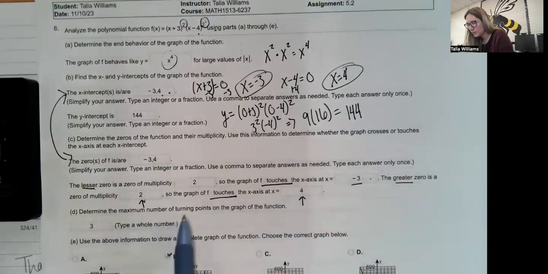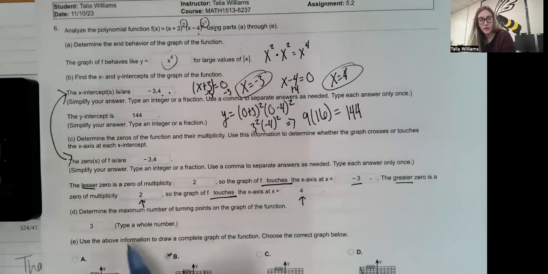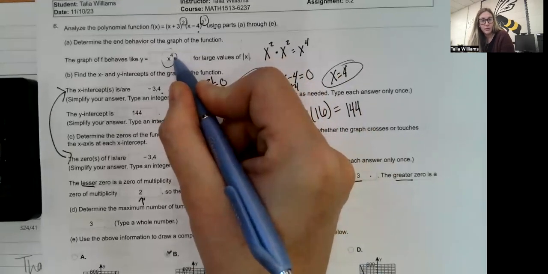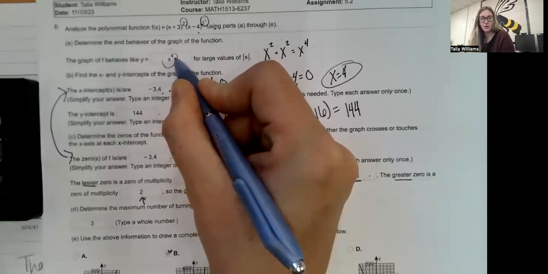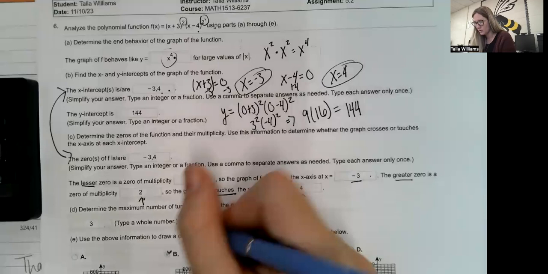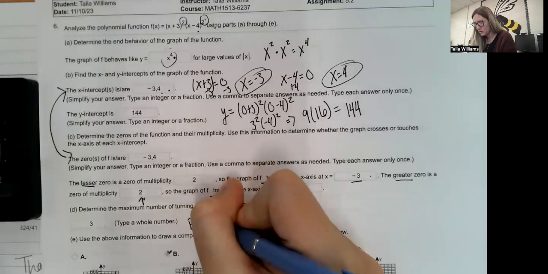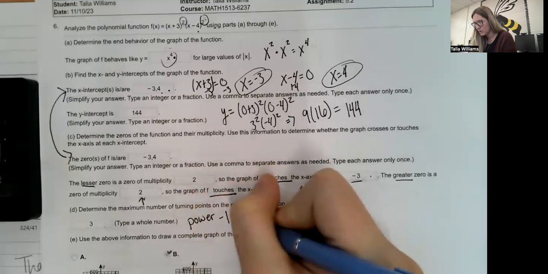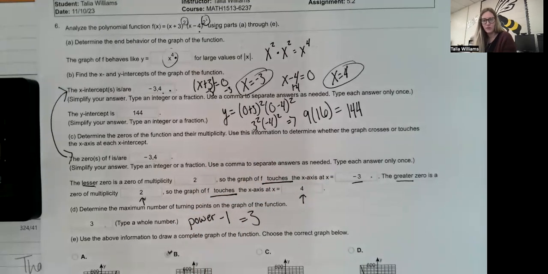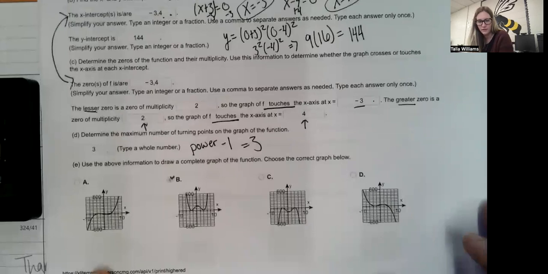Determine the maximum number of turning points of the graph. So on this part, you're going to go back to here, and whatever this power is, so since it behaved like x to the fourth power, you're going to take whatever your highest power is and subtract 1. So 3 is our turning points. So now we have 3 turning points, then we can look at our graph.